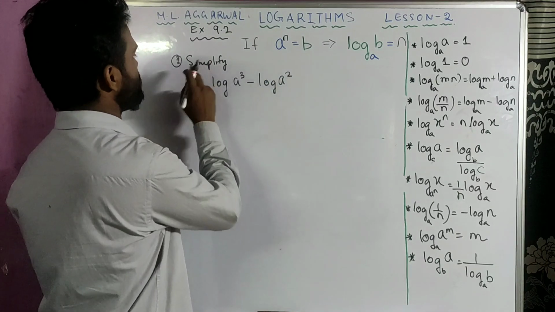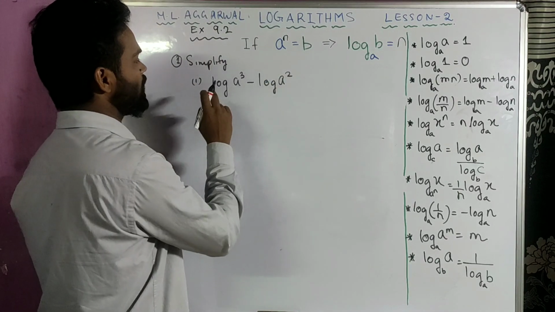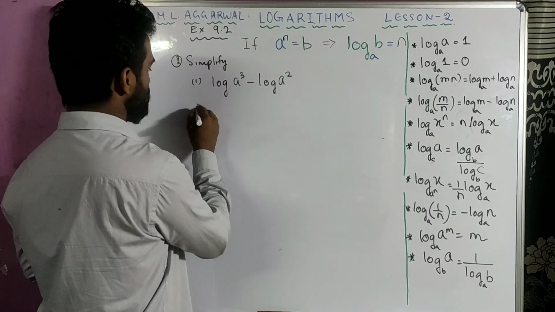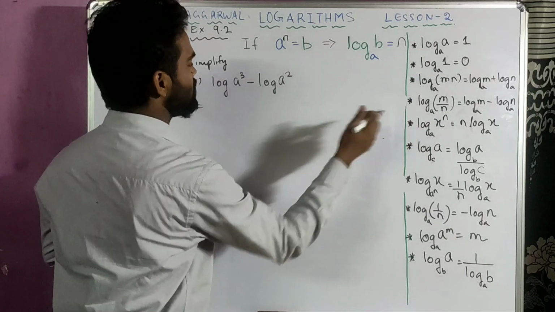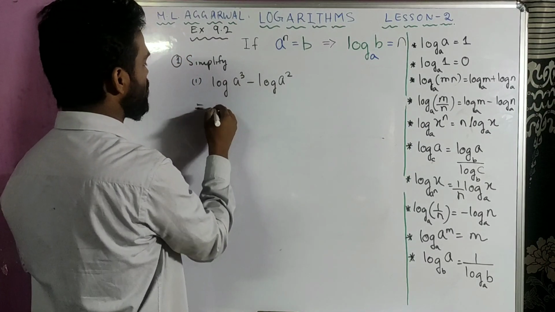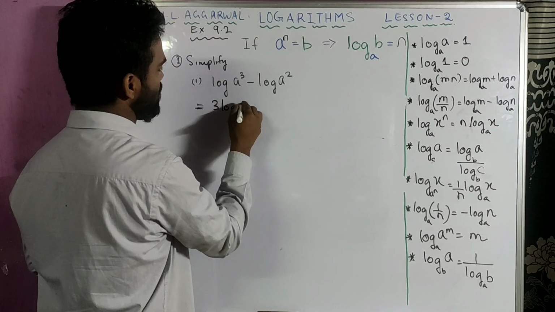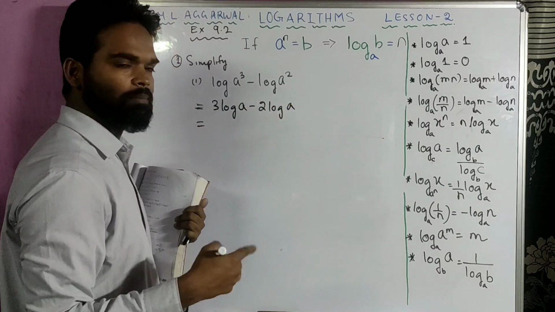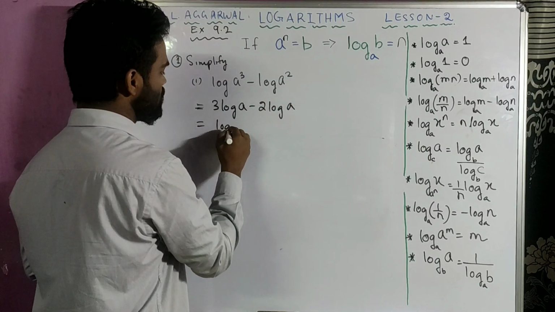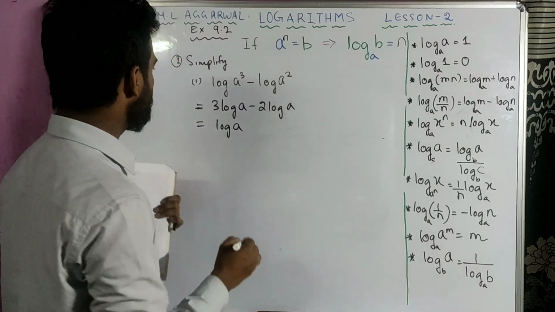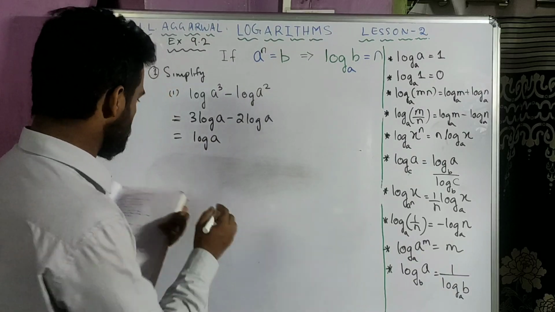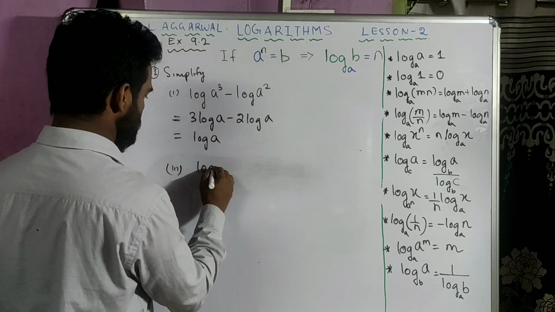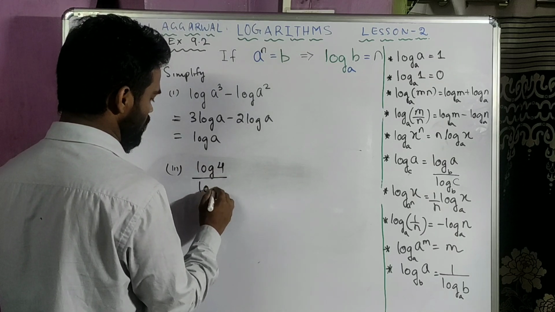Now look at this. Simplify. Sum number 1 part 1, log a cube minus log a square. Now can I write by this, the power comes in front, so 3 log a minus 2 log a. Okay. Now 3 log a minus 2 log a is nothing but log a. Done.